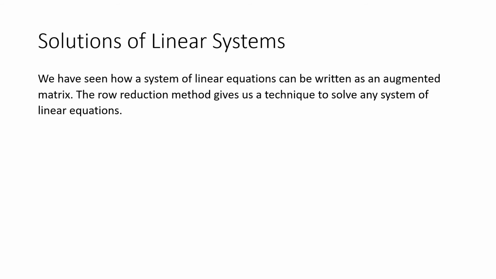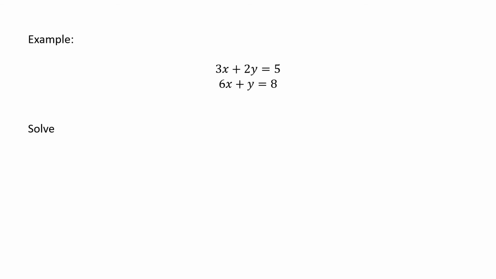So here's an example. This is a simple system of linear equations. Two equations, two unknowns, two variables. We can write this in augmented matrix form. We have an x column, we have a y column, and we have a constant column. So the coefficients for the x's are 3 and 6. The coefficients for the y's are 2 and 1. And the constants are 5 and 8. So there's our matrix. There's the matrix that we're going to solve.